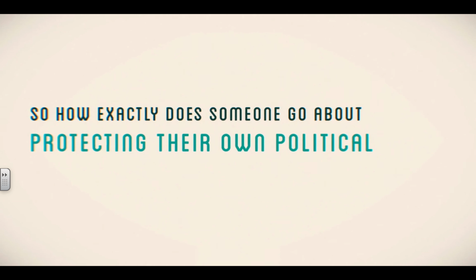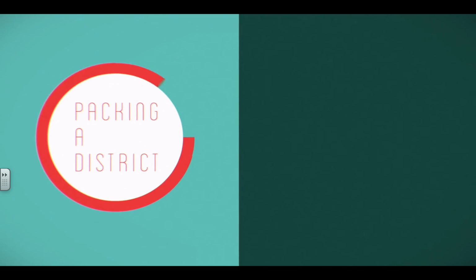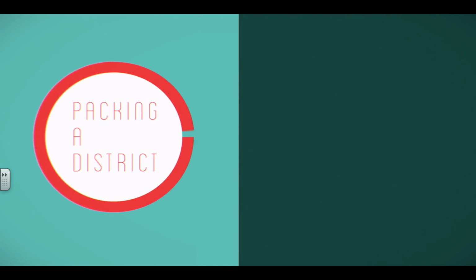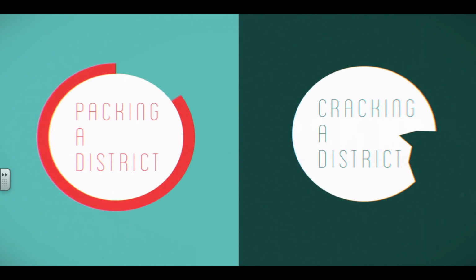So how exactly does someone go about protecting their own political party and actually gerrymandering a district? There are 2 successful practices: packing a district and cracking a district. Packing is the process of drawing district lines and packing in your opponents like cattle into as few districts as possible. If more districts equals more votes, the fewer the districts there are, the fewer votes the opposition party will get. Packing, then, decreases the opponent's voter strength and influence.